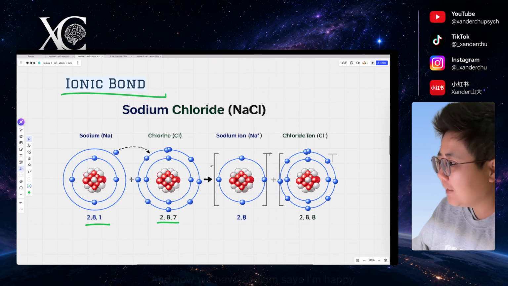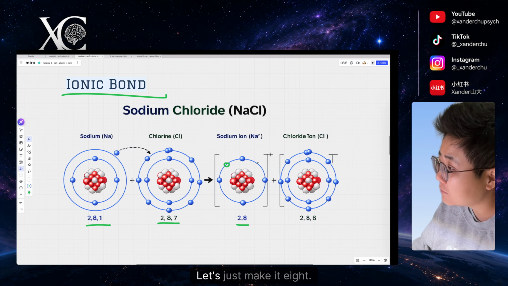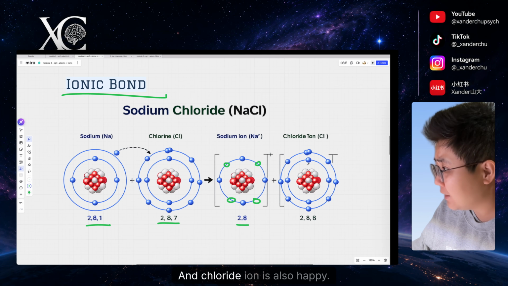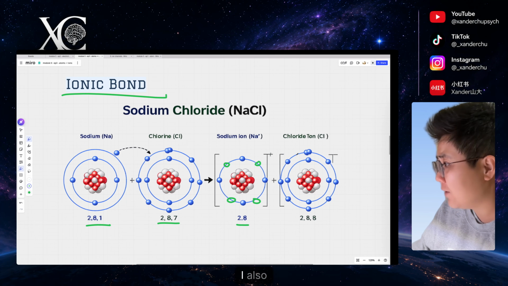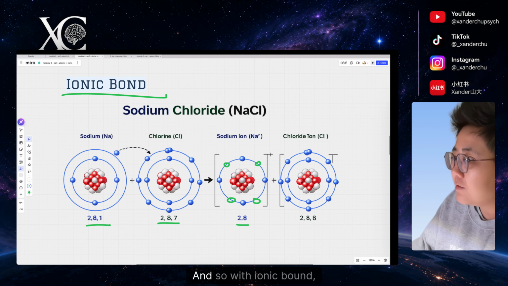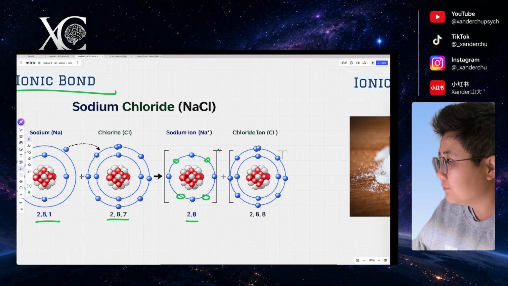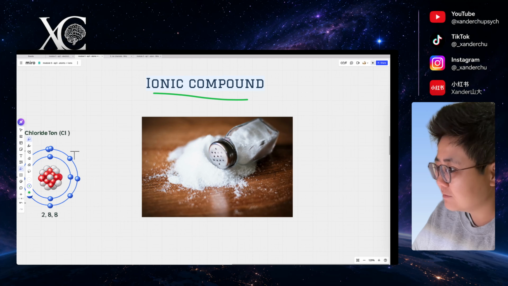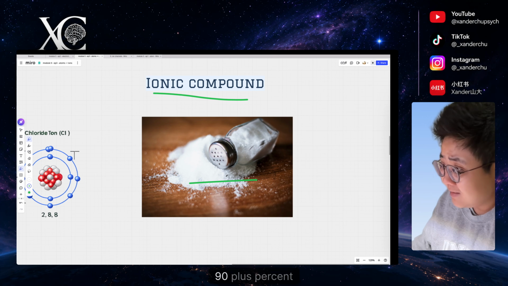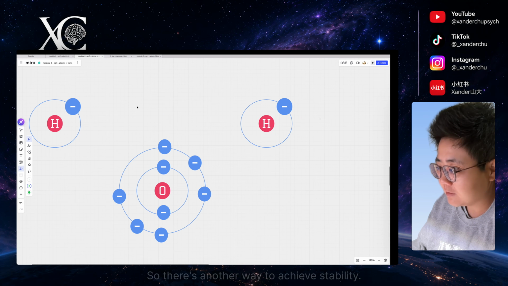By the way, I know the image is not extremely accurate, but just trust the electron configuration down below. And now sodium says, I'm happy now. I have 8 electrons here. And the chloride ion is also happy. Oh, I also have 8 here. And so with an ionic bond, they together form an ionic compound. That's our table salt, which is 90+% sodium chloride.